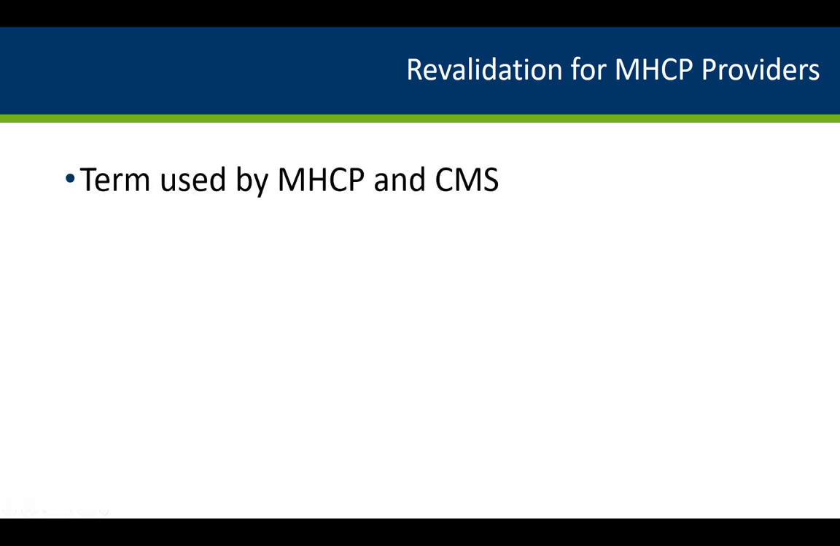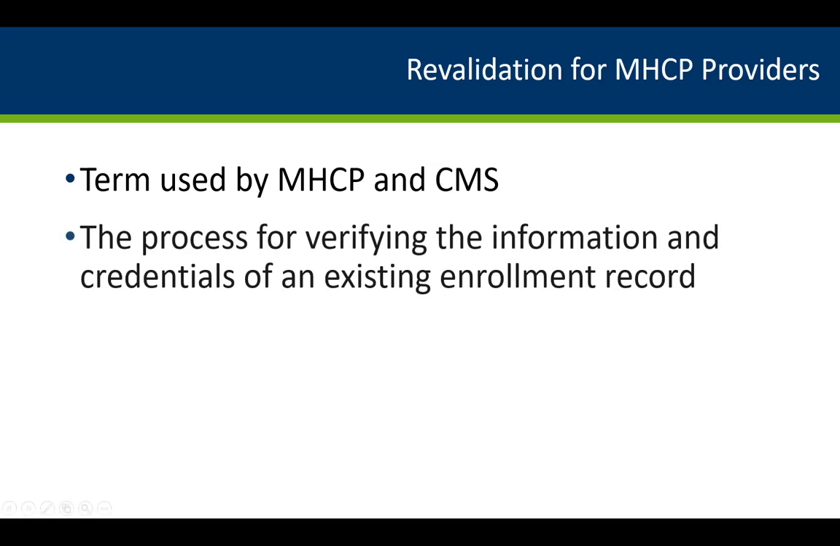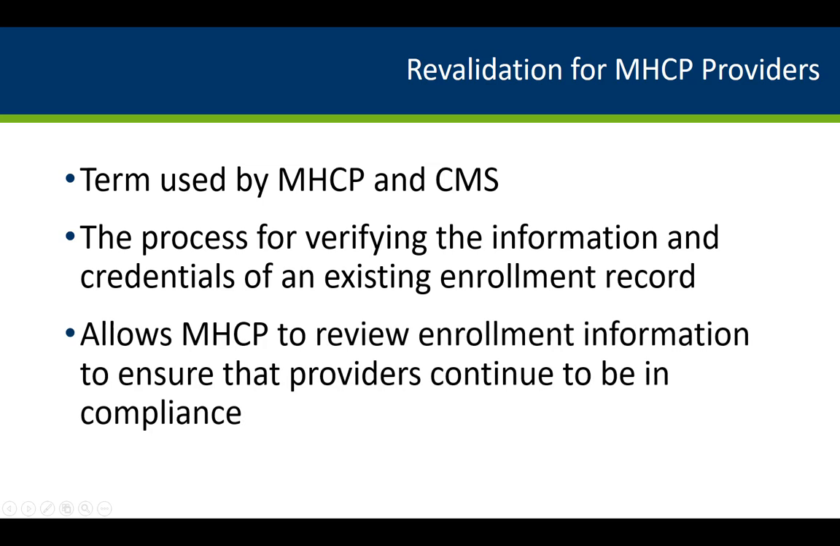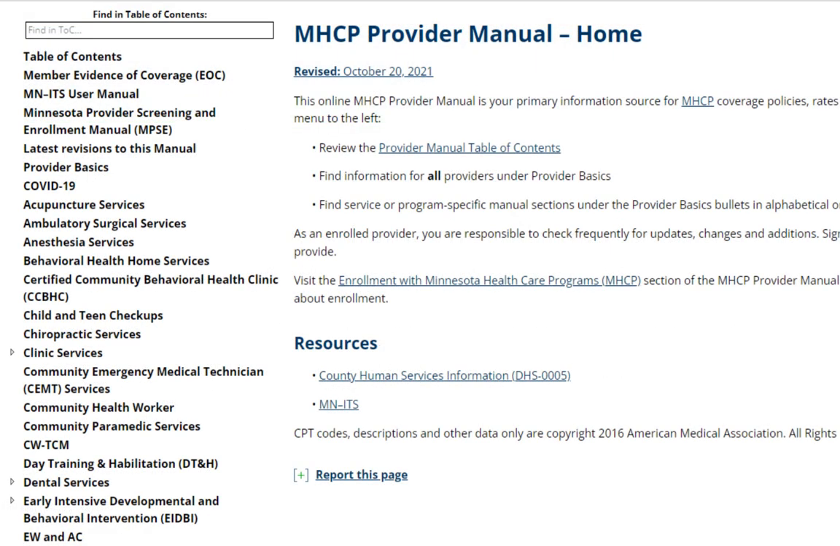Revalidation is the term MHCP and the Centers for Medicare and Medicaid Services, or CMS, use to describe the process of verifying the information and credentials of an existing enrollment record. Revalidation allows MHCP to review enrollment information to ensure that providers continue to be in compliance with all MHCP and CMS regulations. Information about revalidation is located in the MHCP Provider Manual.